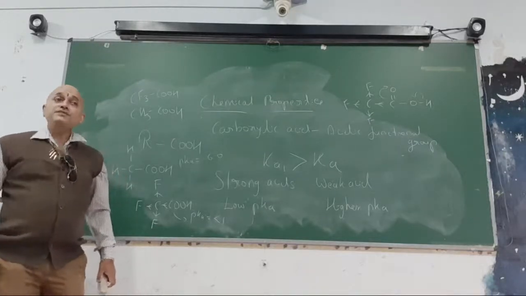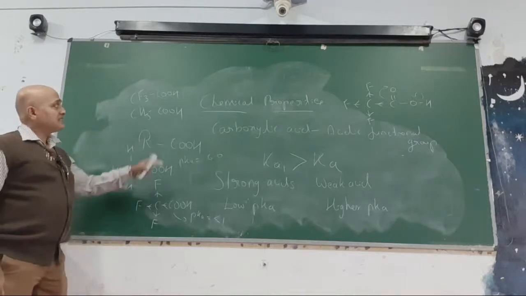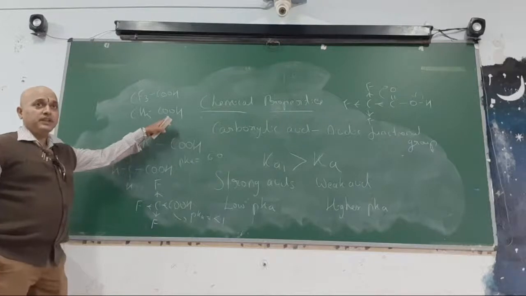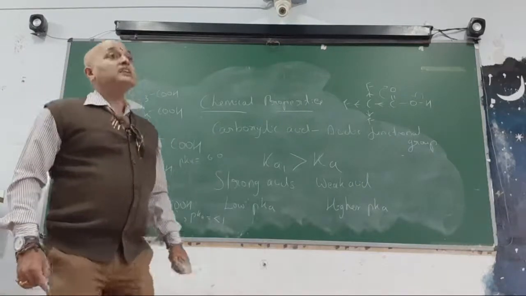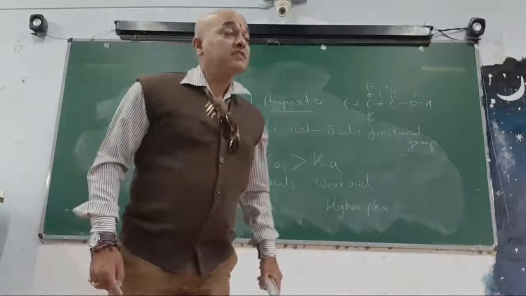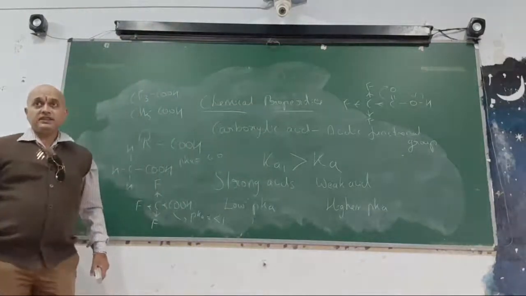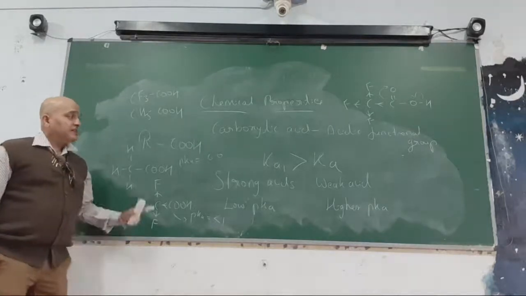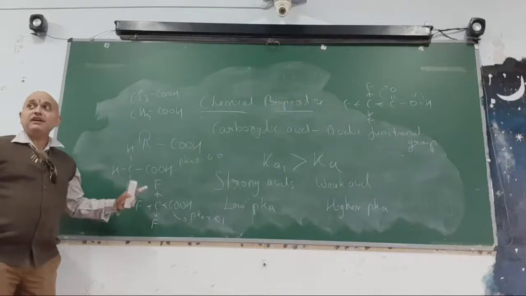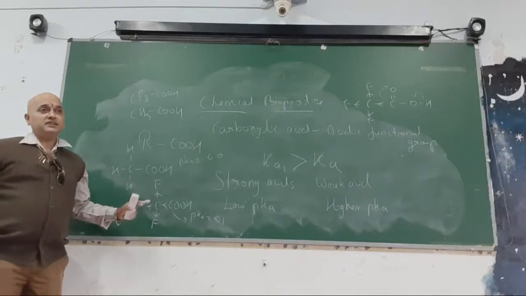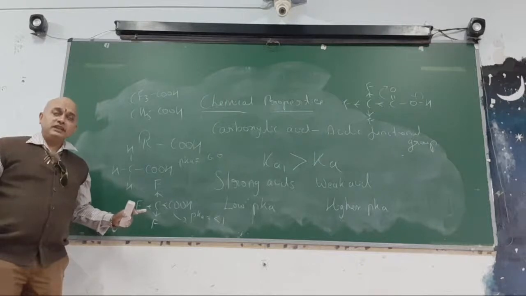Now, one of the deciding factors for the acidic character of the carboxyl group is its partner, that is the alkyl group. Under which condition and under which form those alkyl groups are present, based on that, their acidic character is going to be decided. Their pK value is going to be decided. This much you have understood? Any doubts?